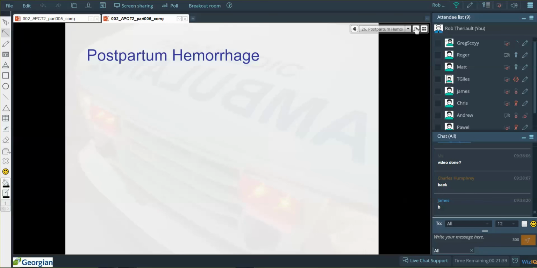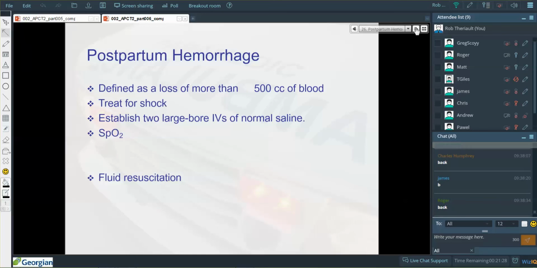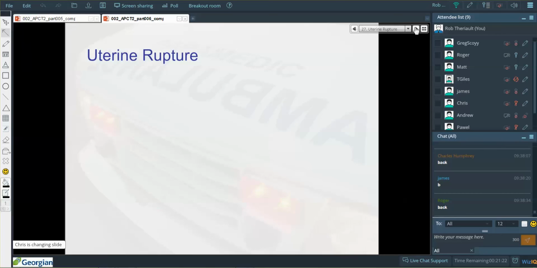We'll move on here. Postpartum hemorrhage is defined as a loss of more than 500 cc's of blood. So we treat for shock. Sorry, these things are out of order. Transport, a couple of large bore IVs, SpO2, O2, ECG, fluid resuscitation PRN.